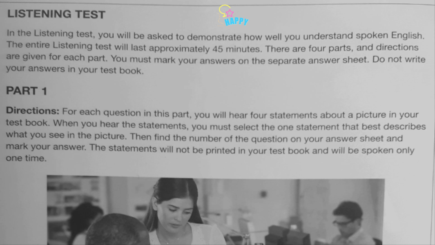Part 1. Directions. For each question in this part, you will hear 4 statements about a picture in your test book. When you hear the statements, you must select the one statement that best describes what you see in the picture. Then, find the number of the question on your answer sheet and mark your answer. The statements will not be printed in your test book and will be spoken only one time.